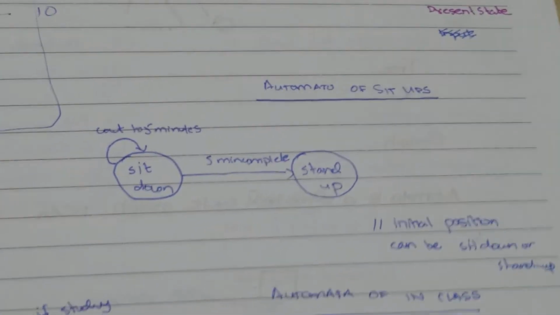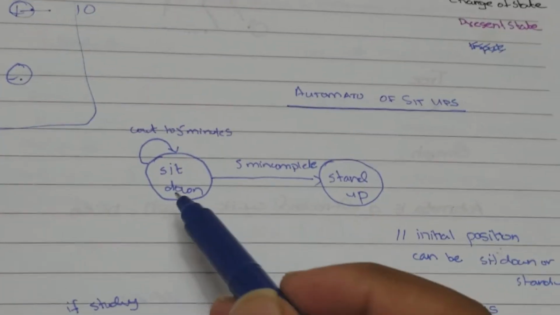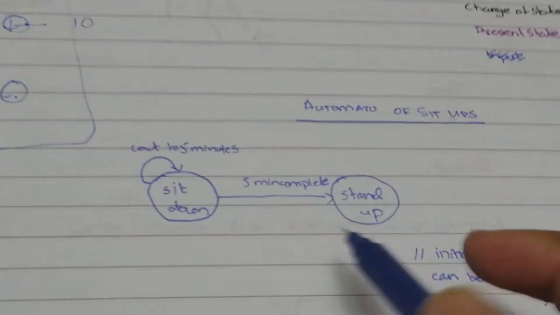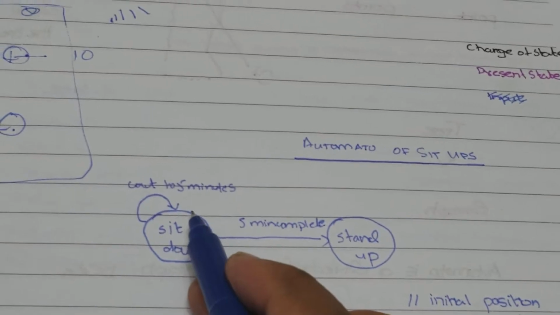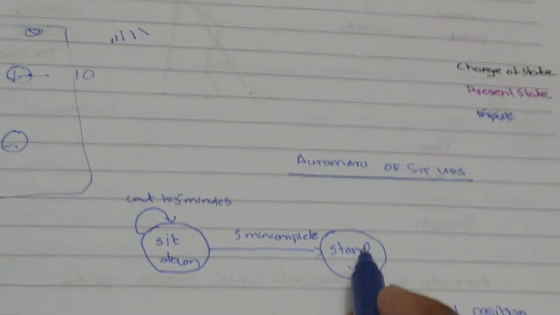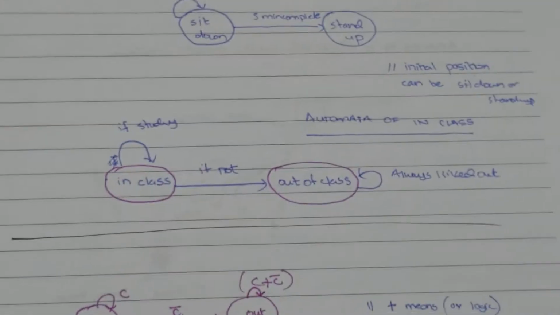So this right here is the automata of sit-ups. If we sit down, and if the 5 minutes get completed, then we stand up. So this is the automata of sit-ups.